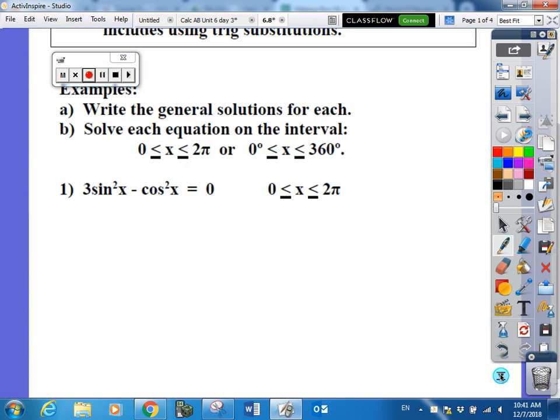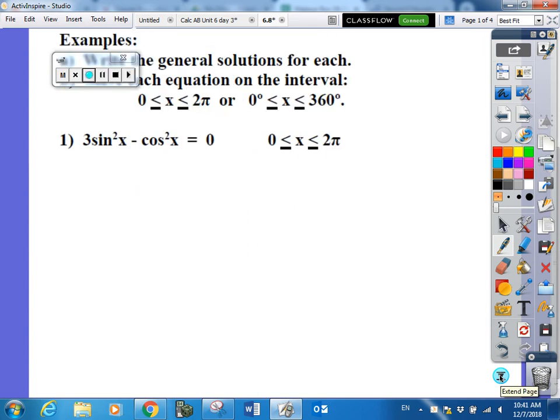When you look at that, a lot of you think double angle. Well, there's a 3 here, so that throws out the double angle. Okay, so we cannot use the double angle on this one. So it has to be Pythagorean. You like sine squared better, you like cosine squared better. Whatever you like, use that one.